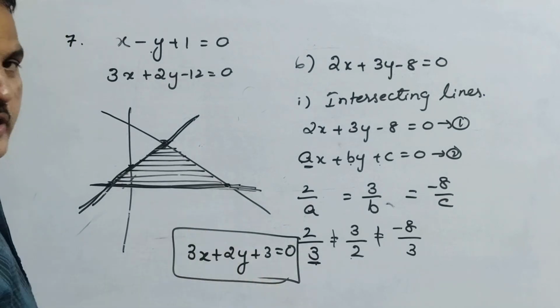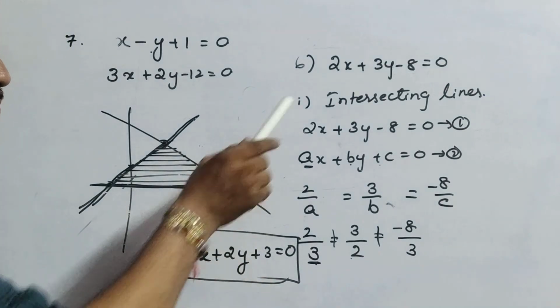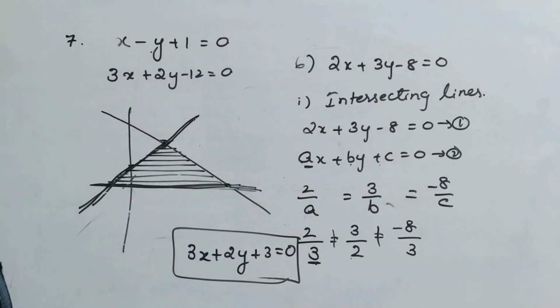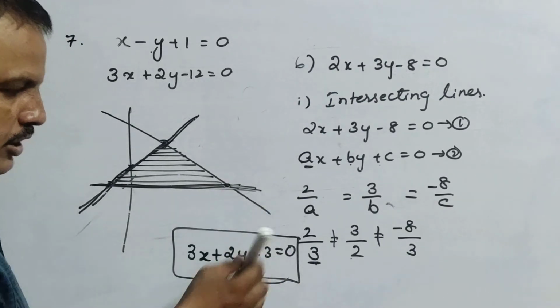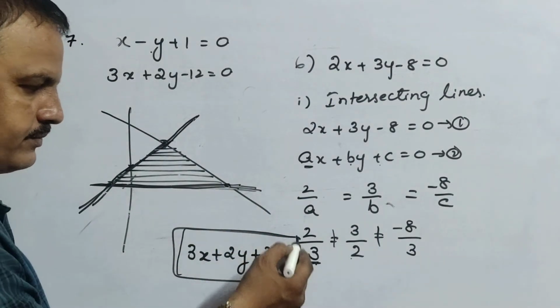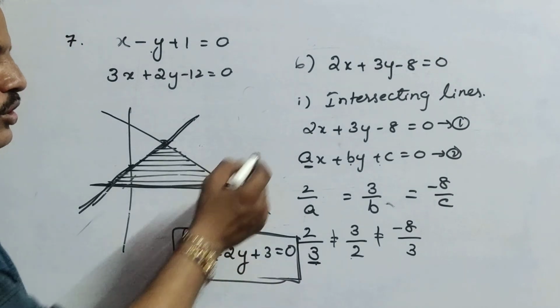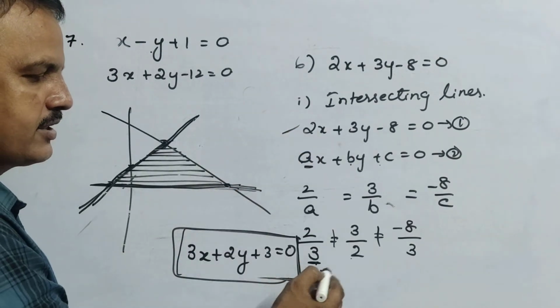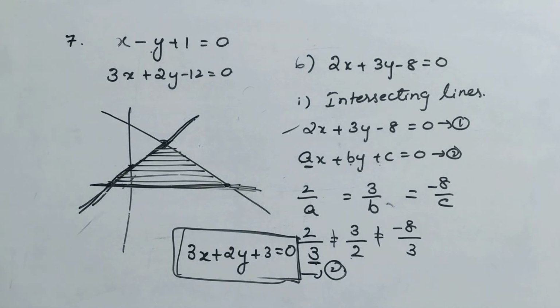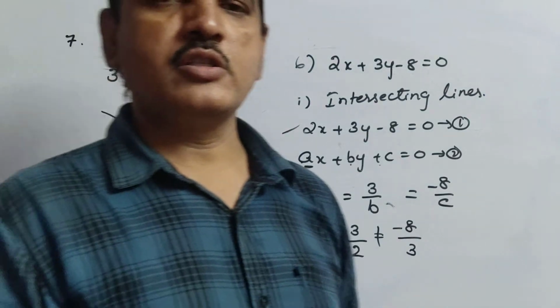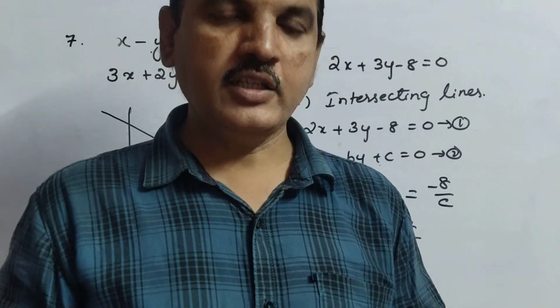Like this you can take it. That should be intersecting lines, and A1 by A2 is not equal to B1 by B2 and not equal to C1 by C2. Now I got the second equation. So this is the first equation and this is the second equation. Now what to do? Draw the graph, because they are asking us to draw intersecting lines.